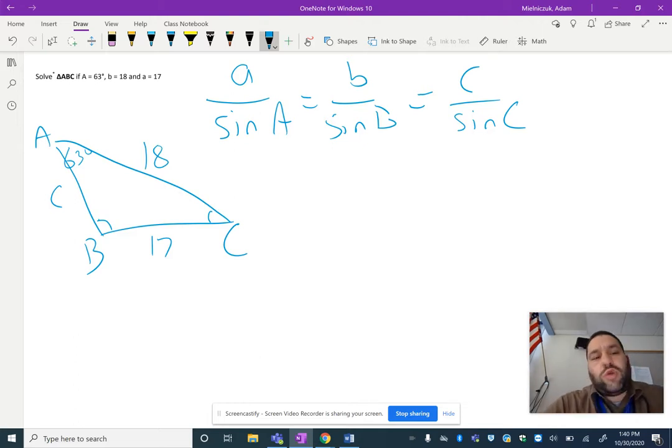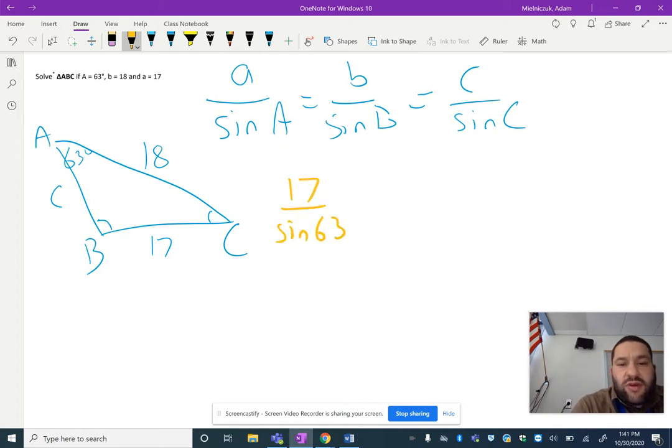You always want to start with a fraction that you can complete. And what I mean by that is I know that all of A is complete. I can say 17 over the sine of 63 is equal to 18 over the sine of B. If I can fill out 3 of the 4 parts, I can solve the rest.